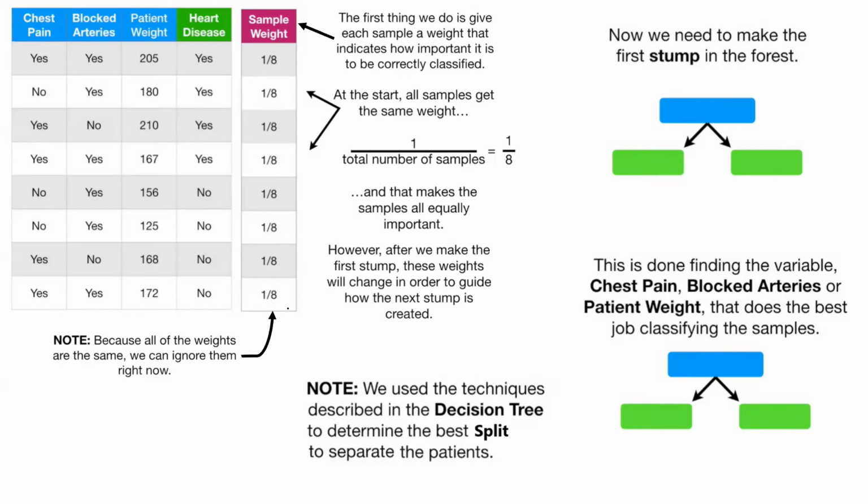Now, how do we construct this stump? We use the same techniques described in decision trees. In a decision tree, the best split is determined by calculating the information gain, right? In a similar way here, the best split is decided by calculating the information gain only. You will see that shortly in the next slide.